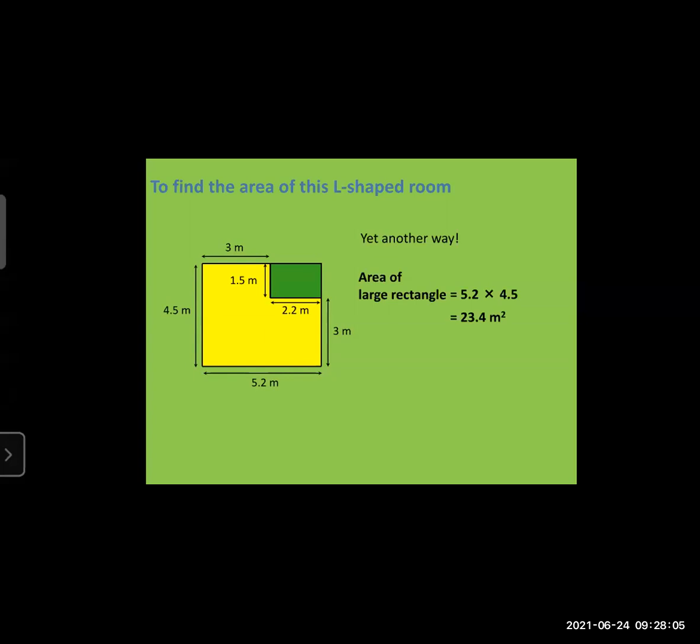Then we find the area of the shaded portion. Shaded portion means 1.5 meter into 2.2 meter. So we get the area of the small rectangle and then subtract this small rectangle from the larger one. Okay, so total area is equal to 23.4 minus 3.3, you get 20.1 meters. So in this way, you find there are three ways. By using any one of them, you can find the area of the rectangle.